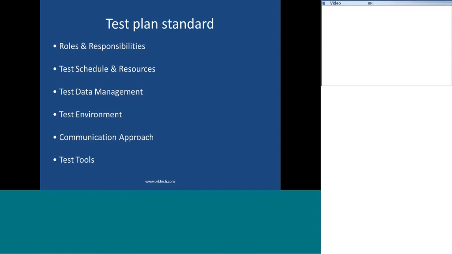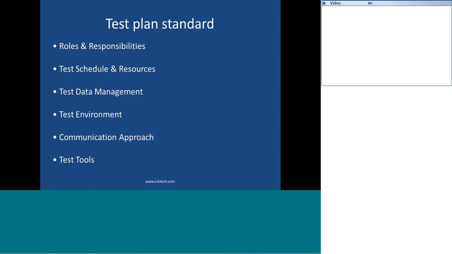If we are having, let's say, 3 cycles, what is the schedule? From which date to which date we are performing cycle 1, and from which date to which date we are performing cycle 2, and what is the span of cycle 3 testing? All these details we cover as part of schedules. And the resources: how many resources will be part of cycle 1, how many resources will be part of cycle 2, and all these details should be covered as part of this section.